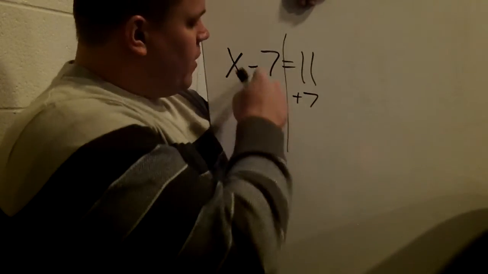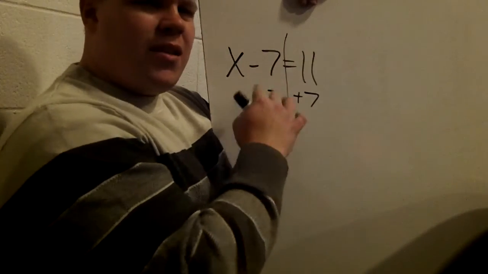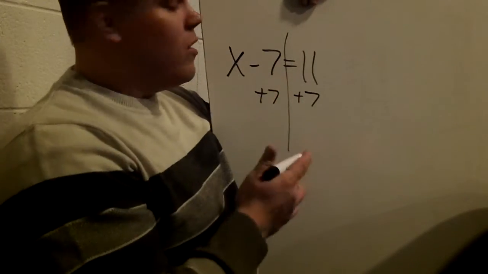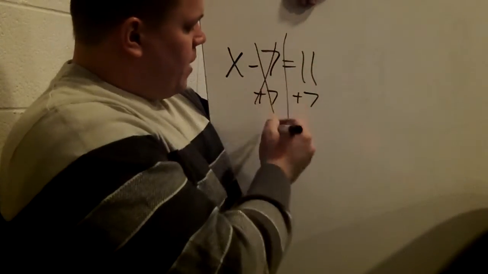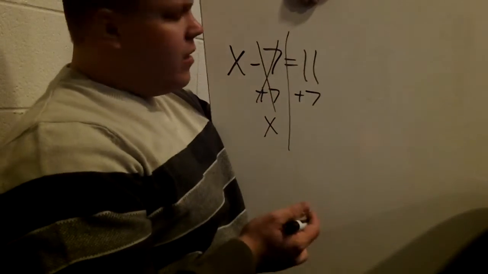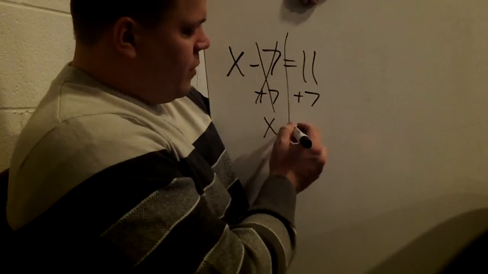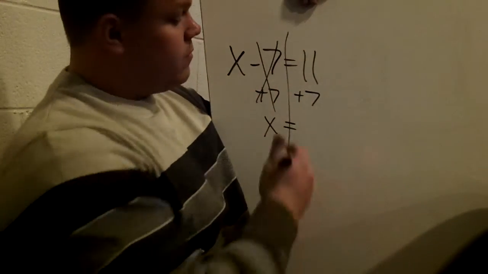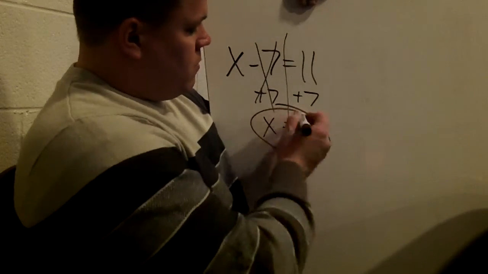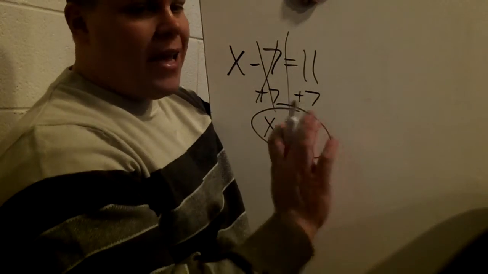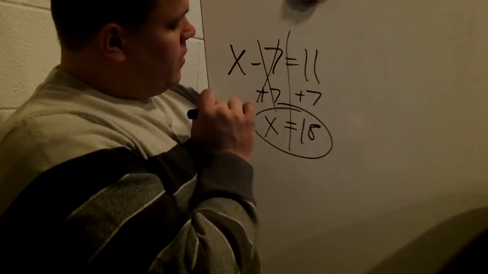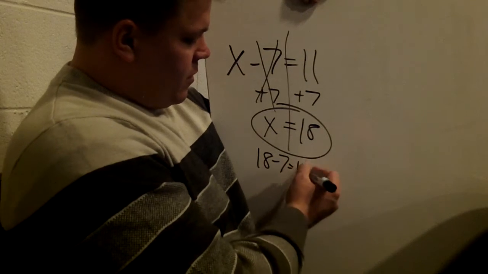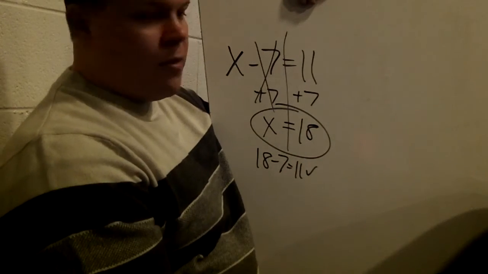Here's my balance. But I see that these are kind of opposites. So if they're opposites, they can cancel themselves out. 7 minus 7 is just 0. So I can actually just cross it out and bring down the x, which has not been isolated yet. It's about to be isolated. X equals, and 11 plus 7 is 18. And my answer is x equals 18. It's not 18, it's x equals 18. I can plug this back in if I want to. Say 18 minus 7 equals 11, and since that's true, I'm checked and I'm ready to move on.